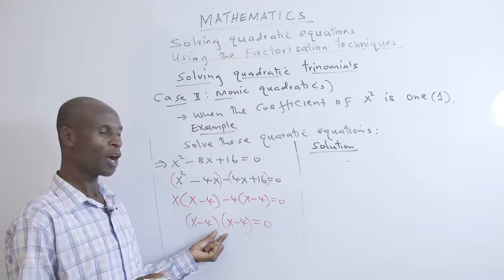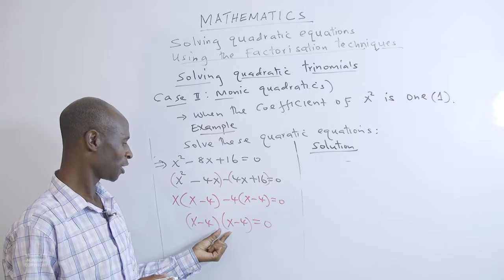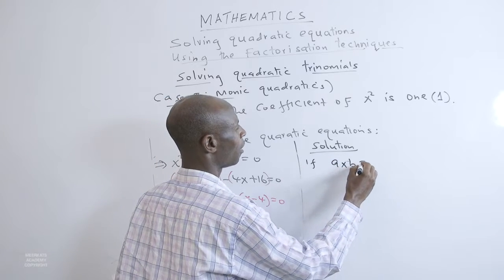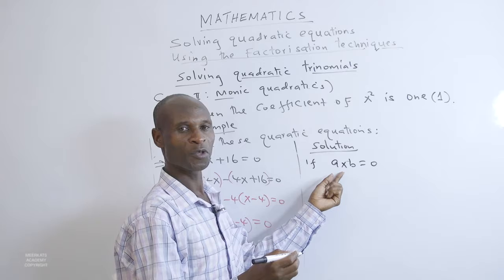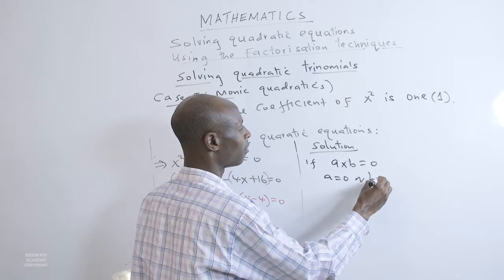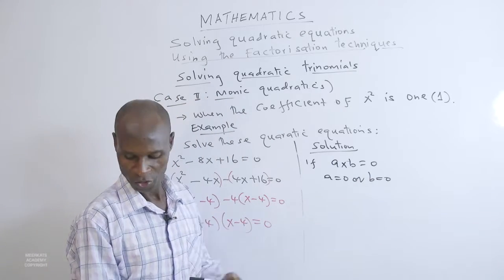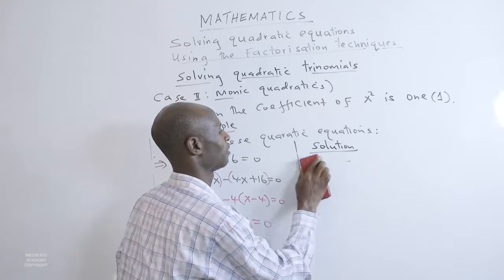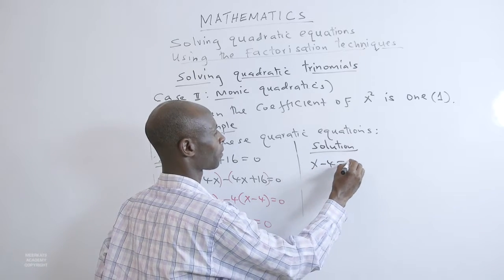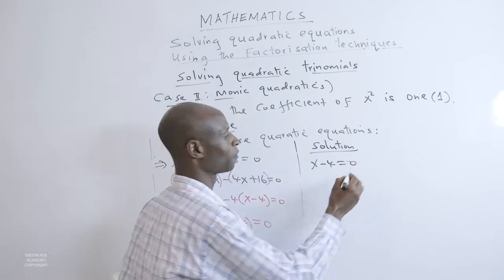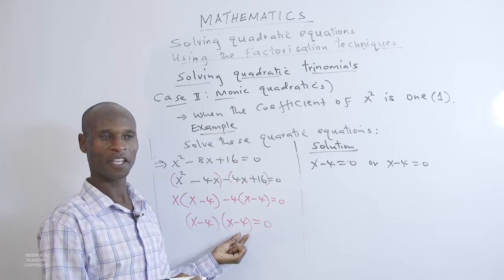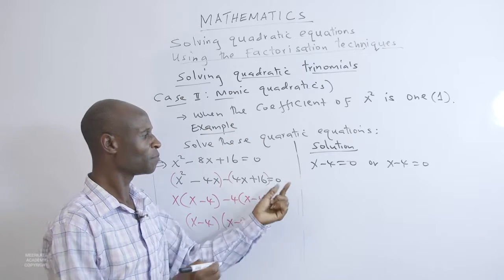So at this level, we now use the null factor law. That is, we said if a times b is equal to 0, using the null factor law, we said either a is 0 or b is 0. So in this case, the first linear factor, x minus 4 is equal to 0, or the second linear factor, x minus 4 is equal to 0.